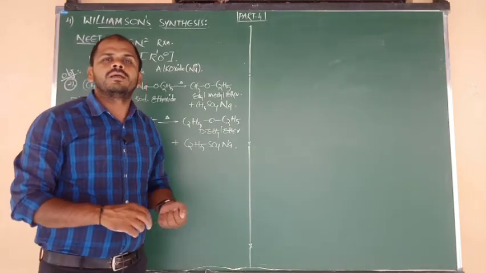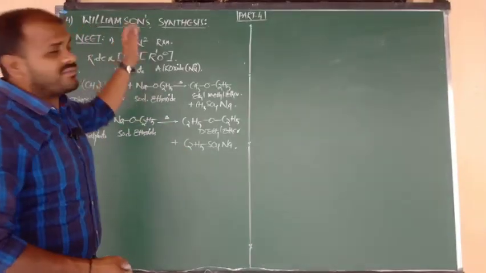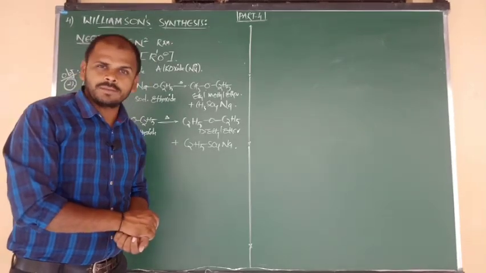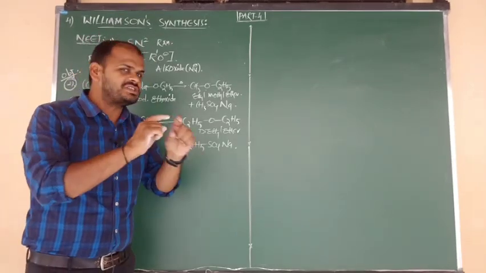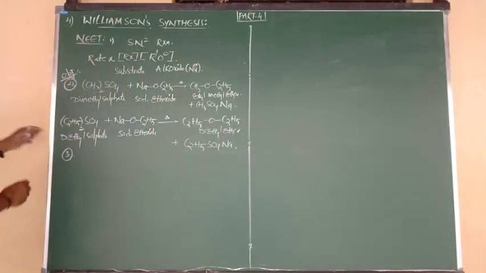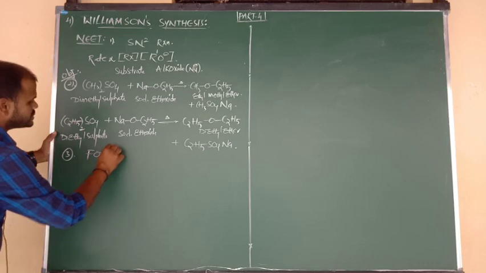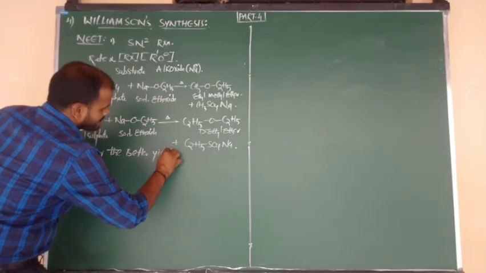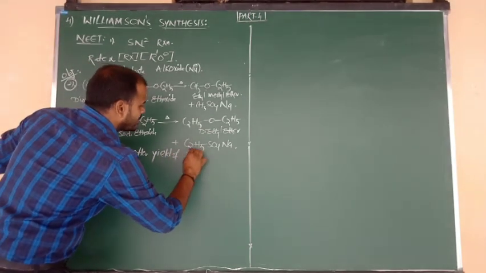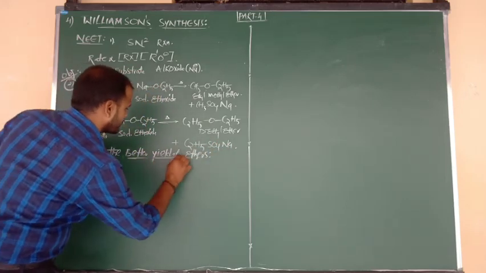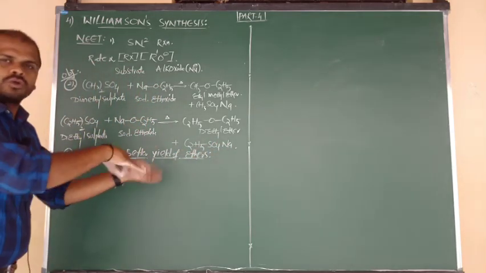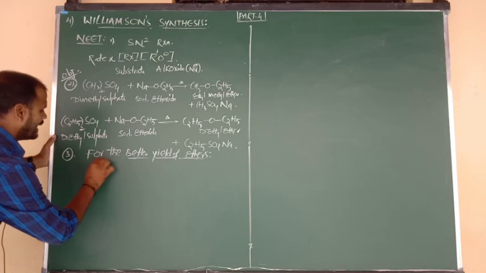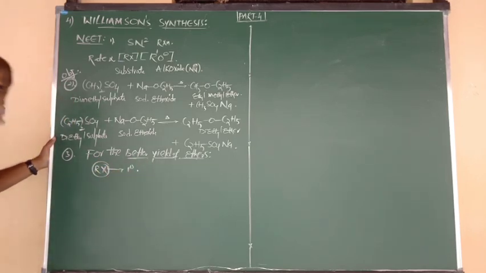That is, by giving which condition will we get 100% ether or a better yield of ether? For that purpose, we have to give one condition. That condition is evergreen important. So here I am going to write: for the better yield of ethers. To get a good yield of ether, which rule do we have to apply? The rule is that the alkyl halide should be primary 100%.